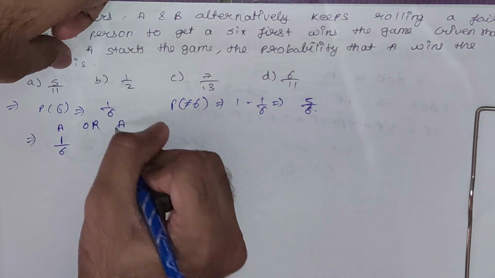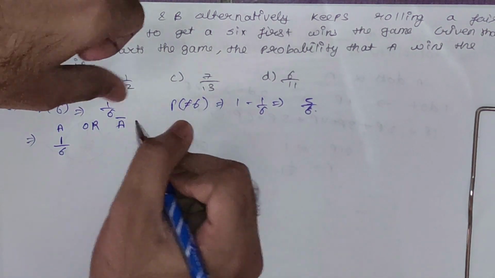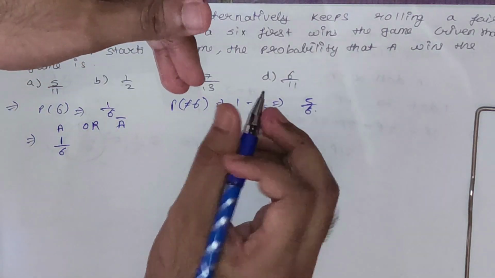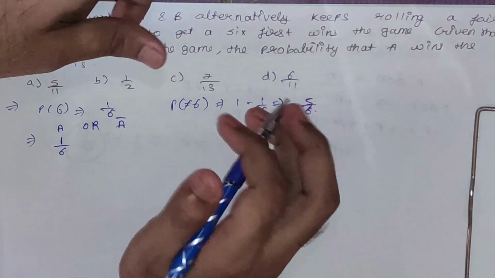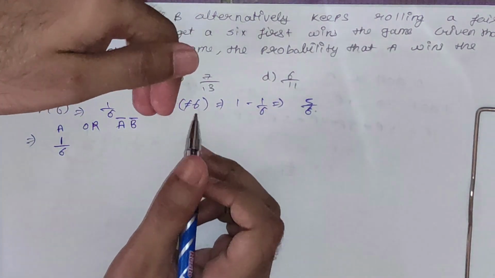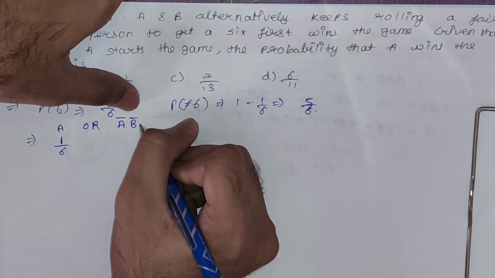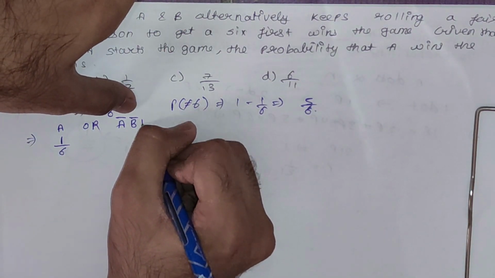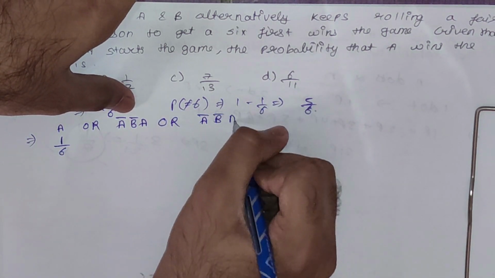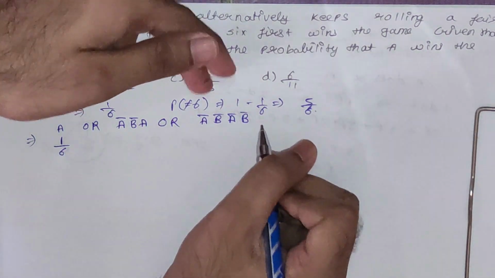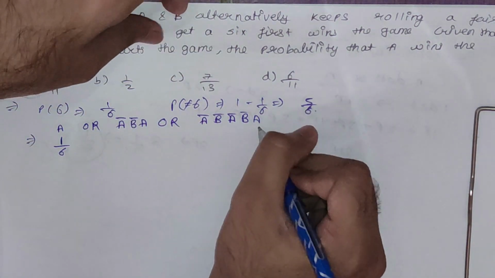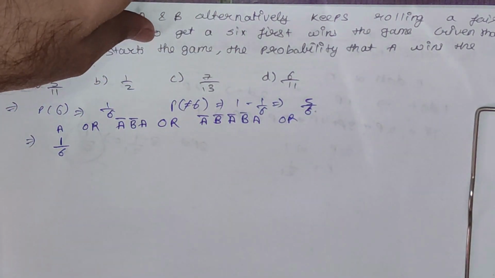Or it can happen that A doesn't win the game, so we write it as A bar, basically 1 minus 1 by 6, 5 by 6. And we want A to win the game, so B should not get 6. So B also doesn't get 6, B bar, meaning B gets any number other than 6. And now A wins the game. Or it can happen A bar, B bar, A bar, B bar, basically both don't get 6 in the 4th throw, and in the 5th throw A gets the 6, so now A wins the game. Similarly, these cases will go on till infinity.